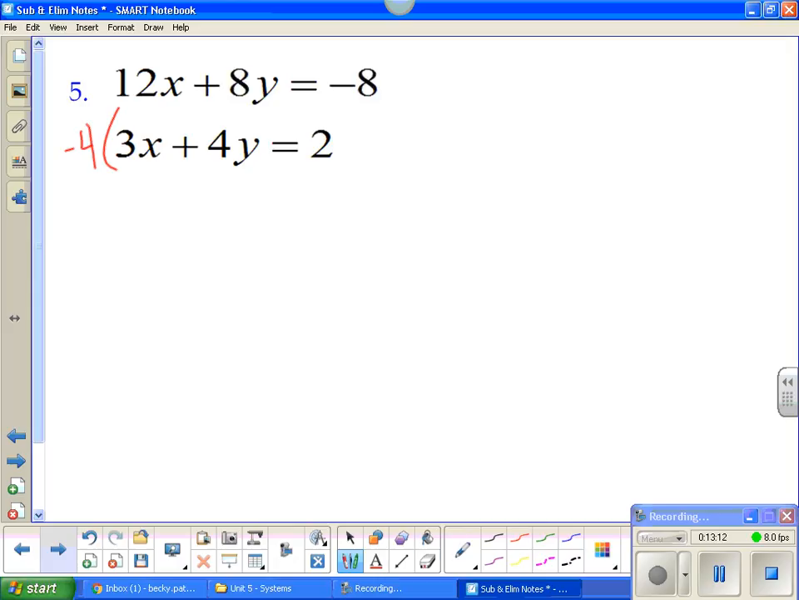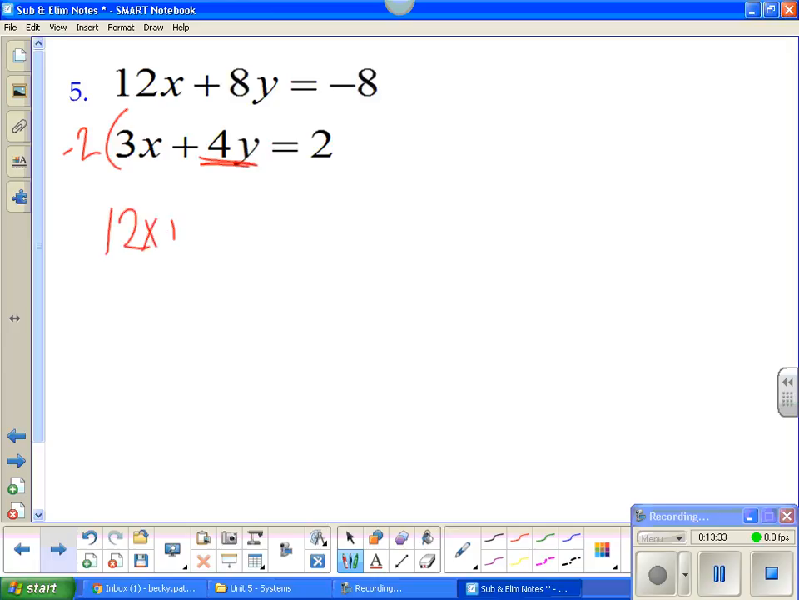If I want my y's to cancel, which would be a different process, I have an 8y and a 4y. Well, I can turn them both into an 8. So I would need to multiply this guy by negative 2. Either way, it doesn't matter. I'm going to stay here and do the y's.